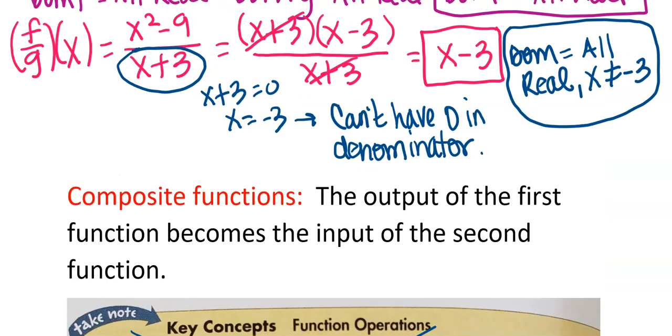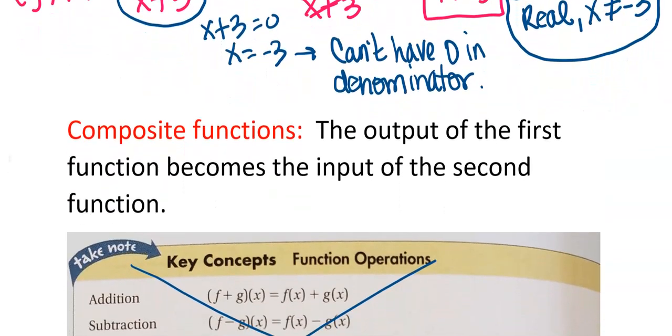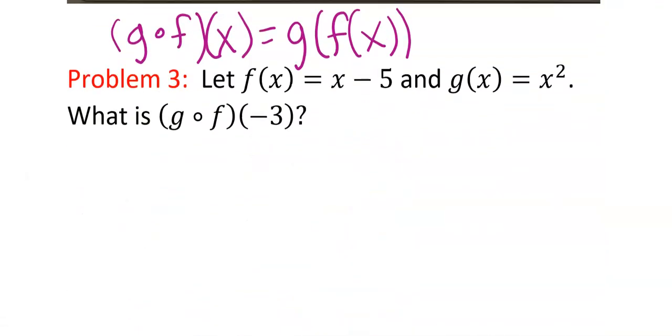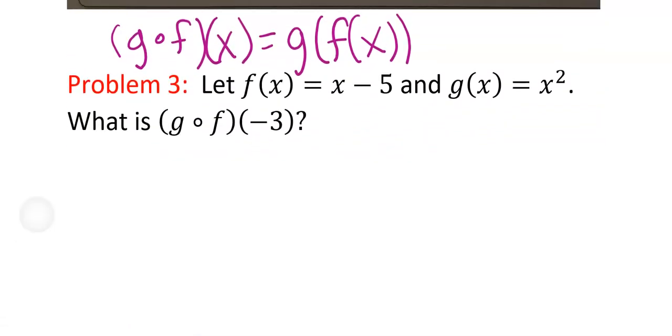Okay, let me see if I missed anything up here. The output of the first function becomes the input of the second function. Okay, so that's what we're going to do right now. Could they switch the letters around? Yes, they can use any letters that they want. The one that's on the right always goes into the one that's on the left. So f will go into g.